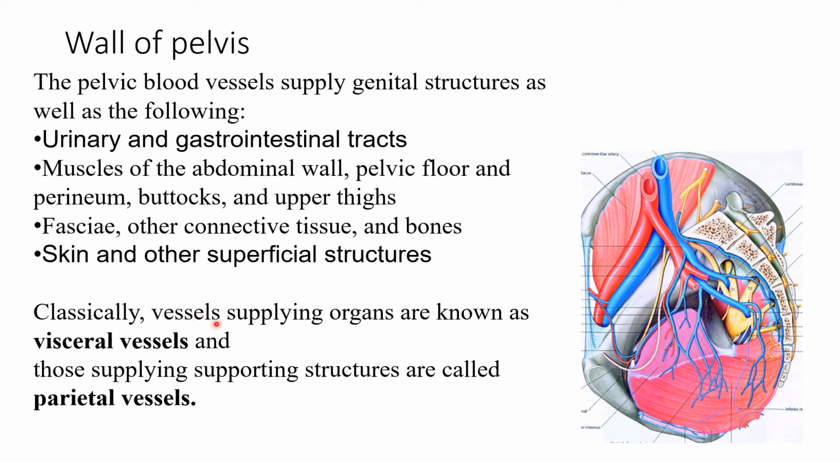Classified vessels that supply the organs are known as the visceral vessels, and those that supply the supporting structures are called the parietal vessels. Within the wall of the pelvis there is the pelvic viscera: the terminal part of the digestive and urinary system, and components of the genital system are located in the pelvis. These organs are provided protection and nutrition by the bone, muscle, fascia, blood vessels, lymphatics and nerves of the pelvis. The posterior superior iliac spine, seen as a dimple, lies opposite the middle of the sacroiliac joint.